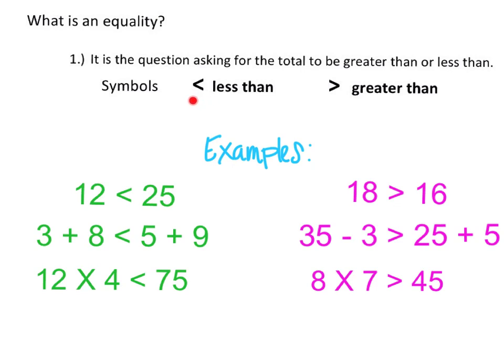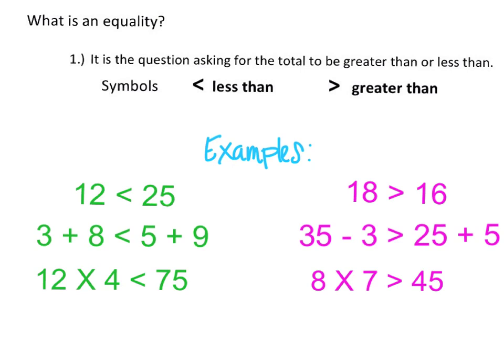Remember, this is the way your less than sign goes. This is the way that greater than sign goes. Underneath, there's some different examples. When you read an inequality, the number on the left is always being compared to the number on the right. So when you read it straight across, I'm going to say 12 is less than 25.